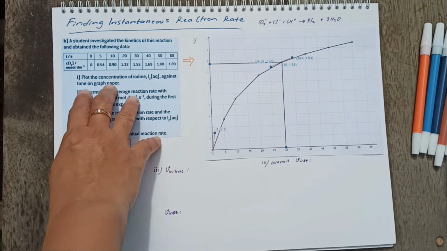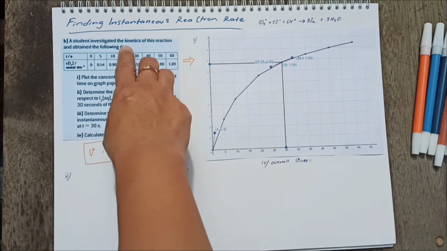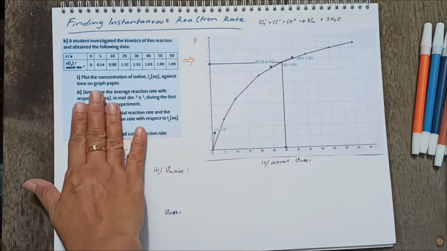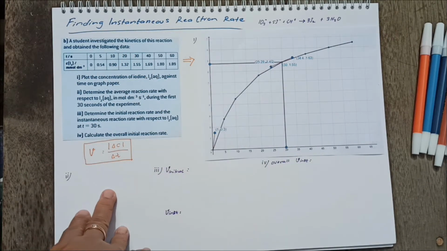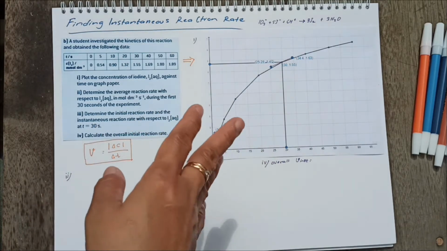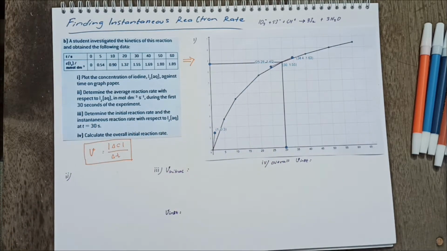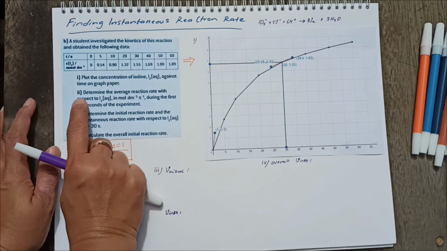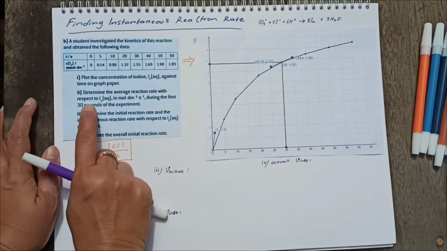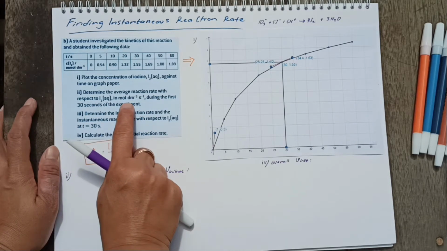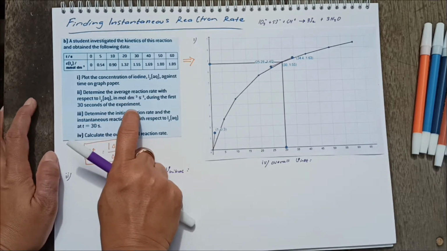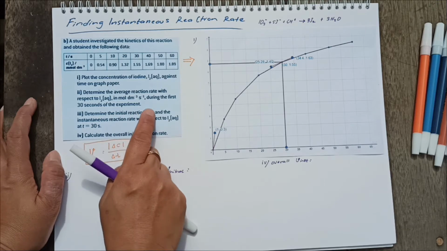And first, this harder question. A student investigated the kinetics of this reaction and obtained the following data. So I have already plotted the data here using GeoGebra, which you can also do instead of using millimeter block. And here is the plot. The next question is: determine the average reaction rate with respect to iodine in mole per decimeter cubed per second, or in molarity per second, during the first 30 seconds of the experiment.